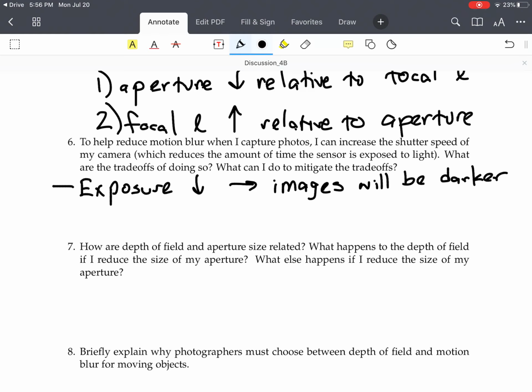And so now that we know the trade-offs, how can we mitigate them? What we can do is look and say, what else affects the exposure, and how can we tweak that to increase the exposure and hopefully counteract this balance? One way we can do that is we could increase the size of the aperture. So let me say mitigate.